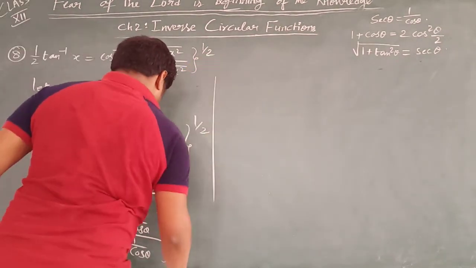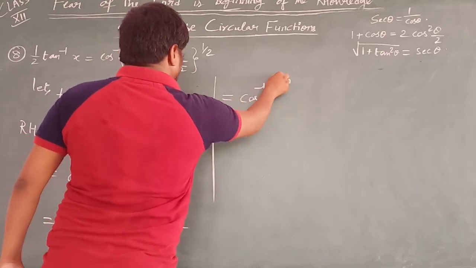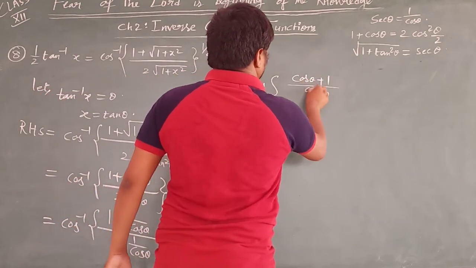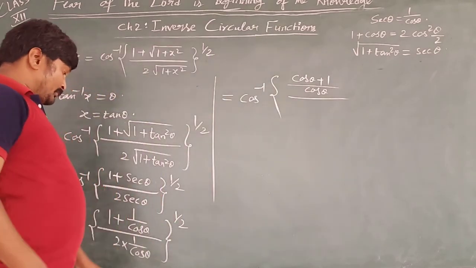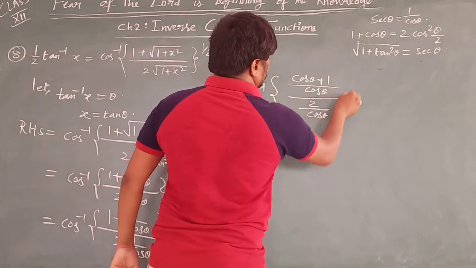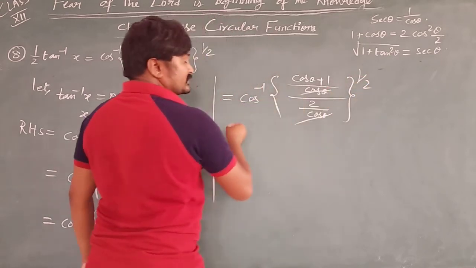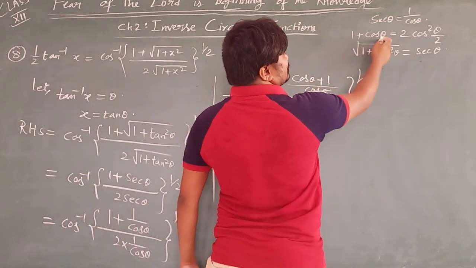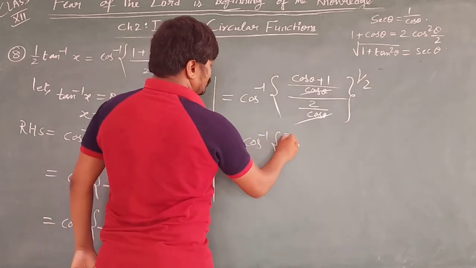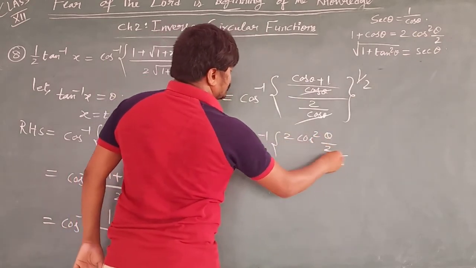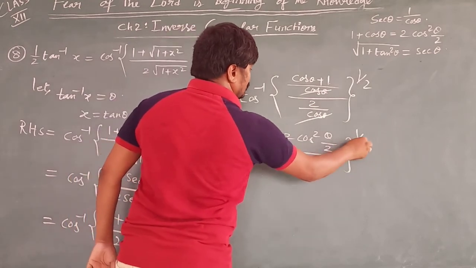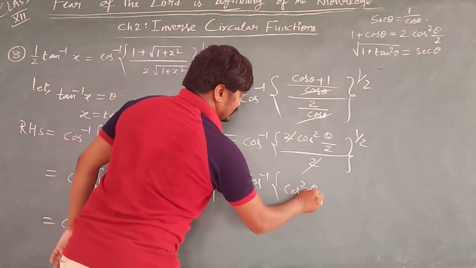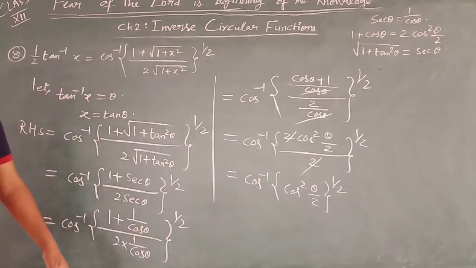Again we can write this as cos inverse, when you take the LCM, of cos theta plus 1 upon cos theta upon 2 upon cos theta, whole to the power of 1 upon 2. The cos theta gets cancelled. Cos inverse of cos theta plus 1, that is 1 plus cos theta, is nothing but 2 cos square theta upon 2. So write that 2 cos square theta upon 2, whole to the power of 1 upon 2. The 2 gets cancelled. Cos inverse of cos square theta upon 2, whole to the power of half.